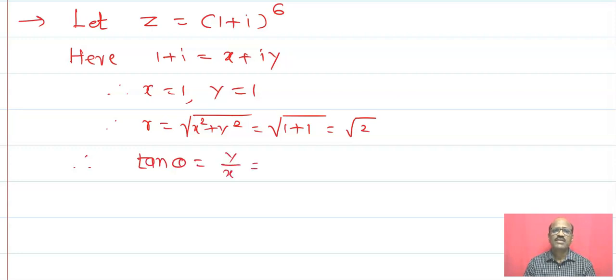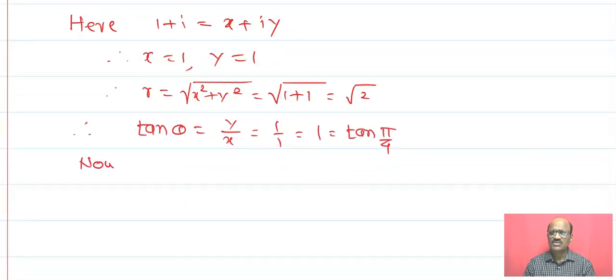And again find out the value of tan theta. That is tan theta is y upon x, that is 1 upon 1. The point is that x is equal to 1 and y is equal to 1. Both are positive.